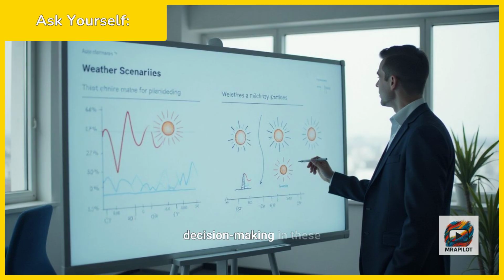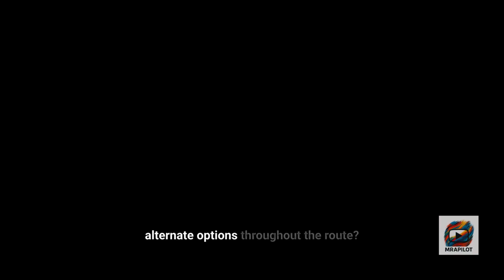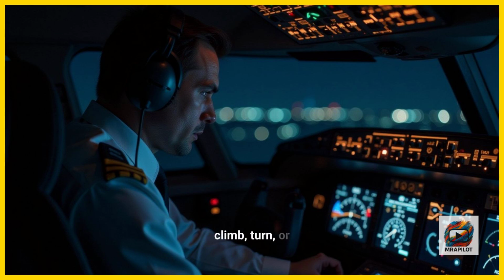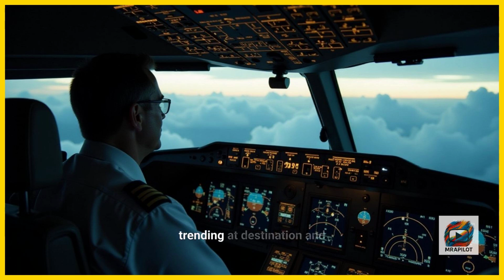Let's talk about weather decision-making in these scenarios. Ask yourself, can I maintain alternate options throughout the route? Are arrival airports getting better or worse? What are the escape routes for climb, turn, or holding? How is visibility trending at destination and alternate? Also factor in your aircraft's capabilities. Not all aircraft have anti-ice, radar, or terrain mapping. Know your equipment limits and when to say no to continuing in poor weather.